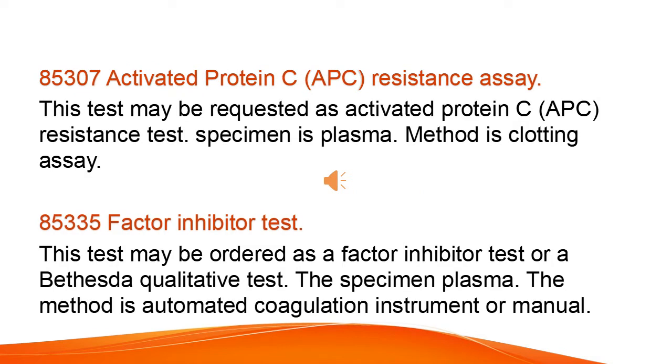Activated protein C, APC, resistance assay. This test may be requested as activated protein C, APC, resistance test. Specimen is plasma. Method is clotting assay. Factor inhibitor test. This test may be ordered as a factor inhibitor test or a Bethesda qualitative test. The specimen is plasma. The method is automated coagulation instrument or manual.